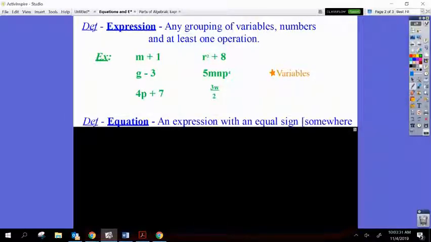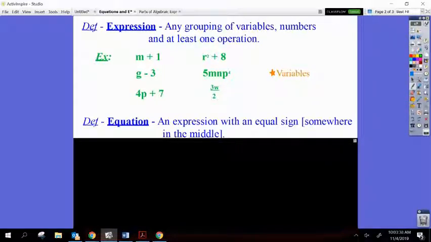Now, an equation. The definition I used to have was an equation is an expression with an equal sign somewhere in the middle. But I actually don't like this definition anymore, because a couple of things. One, an expression implies that an equation has to have a math operation, and it doesn't. 5 equals 5 is an equation because it's true, but it doesn't have any math operations. So I don't like that part of it.